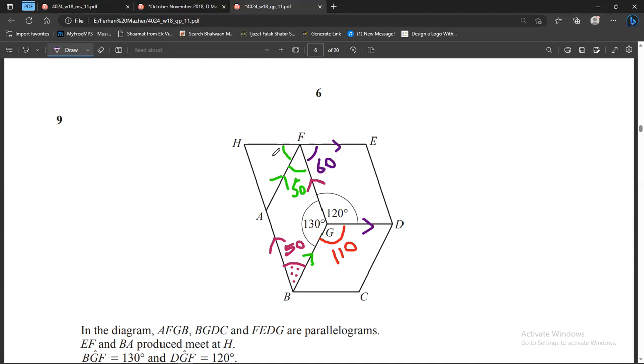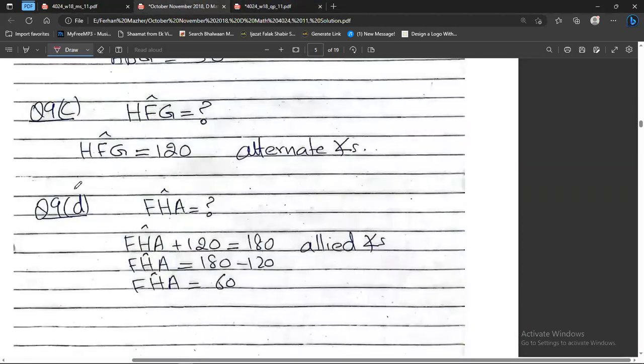The sum of the adjacent angles on a straight line is equal to 180. So from 180 subtract 50 and 60, that is 70. So this angle will be 70 degrees. This is my solution. So here we go. HFG, that is 120 degrees. That is alternate angles. I have done it here with another method.